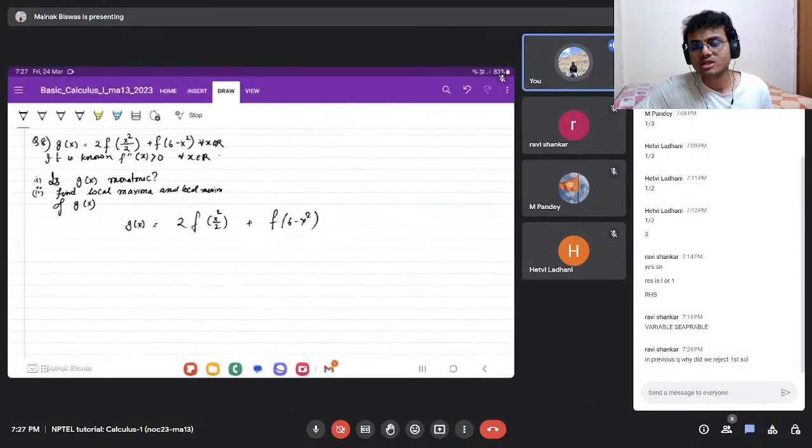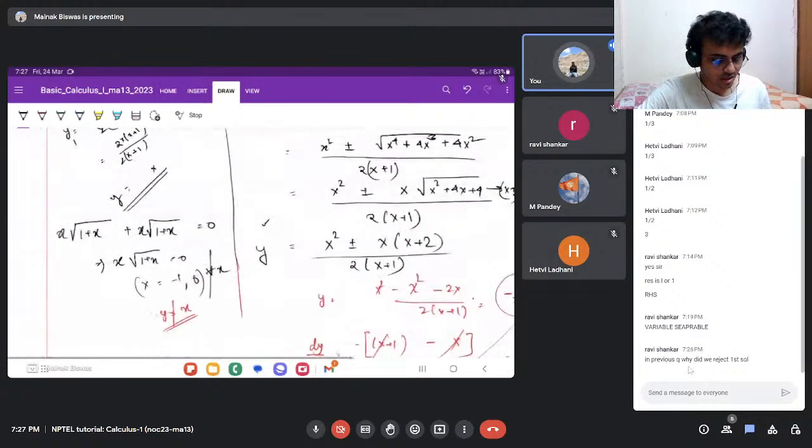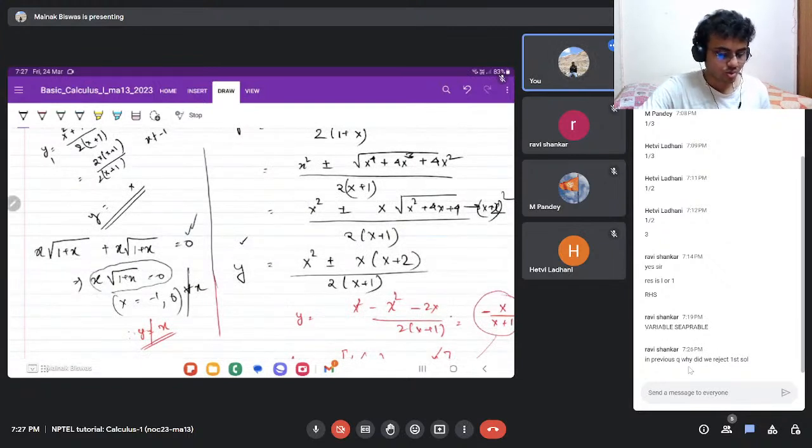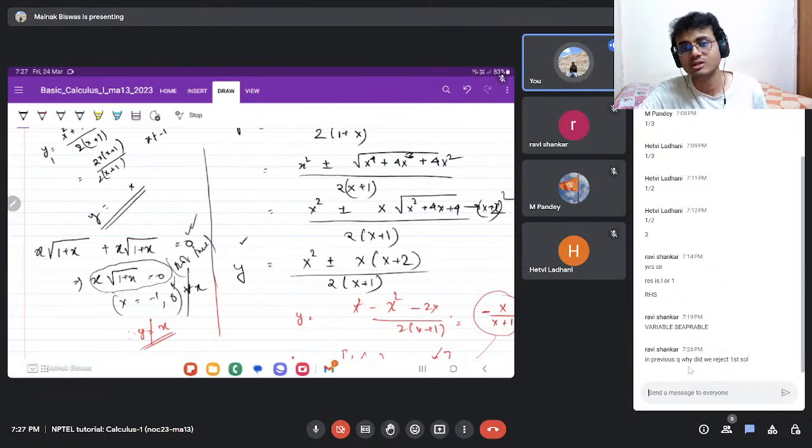In the previous question, why did we reject the one solution? I told you, right? So if first solution y equal to x is not equal to 0, right? You get x into 1 plus x is equal to 0. Is it true? Not true, right? It's only true for x is equal to minus 1 and 0, but it has to be true for all x and y. Understood?